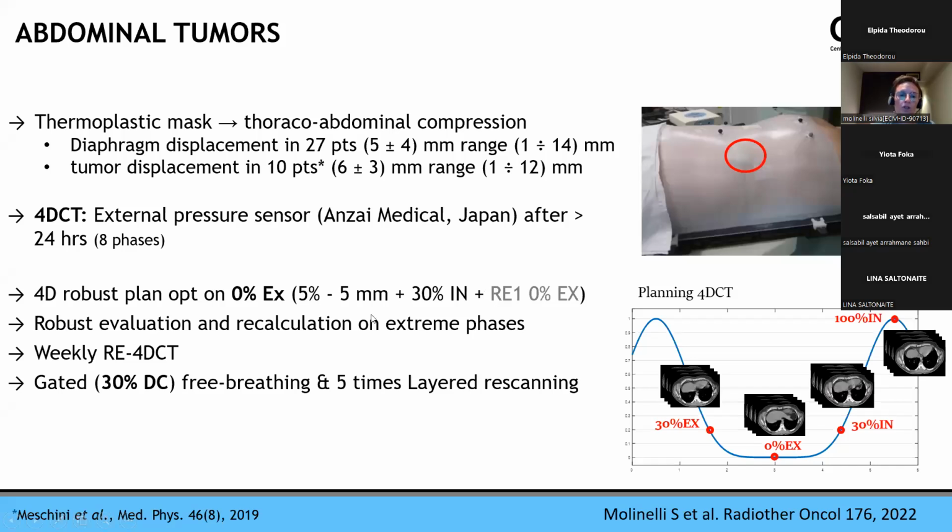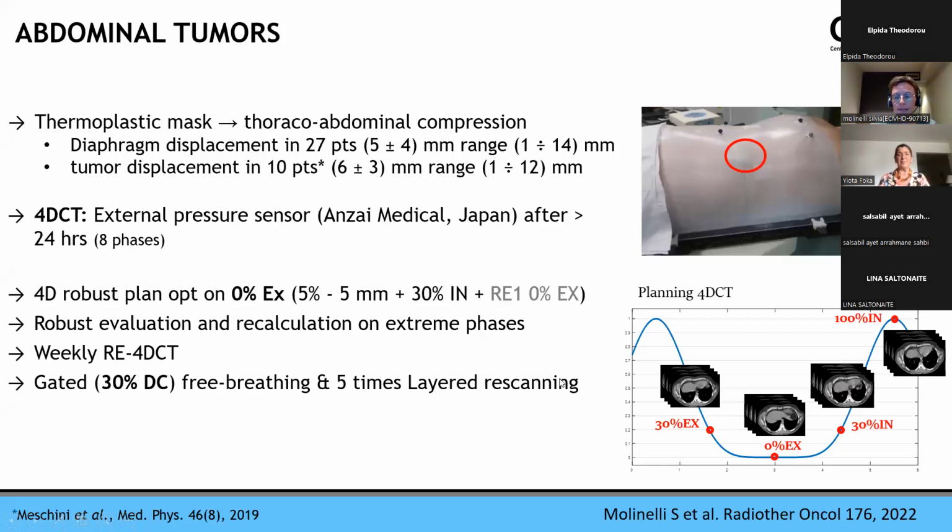Then we do robust evaluation and recalculation on the extreme phases, and we actually do a weekly 4DCT to see if everything is fine. So these patients are doing either 2 weeks treatment or 4 weeks treatment. So we acquire a certain number of 4DCTs. We are trying to use 4D MRIs in order to reduce the dose to the patient. I will show you the results, and then we combine gating with 5 times layer rescanning.